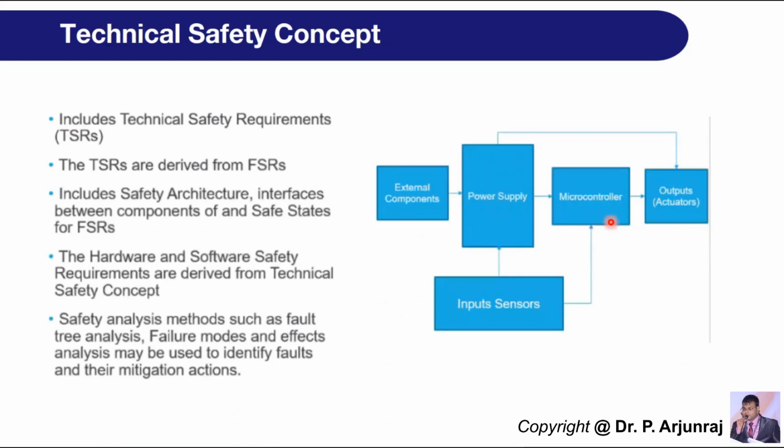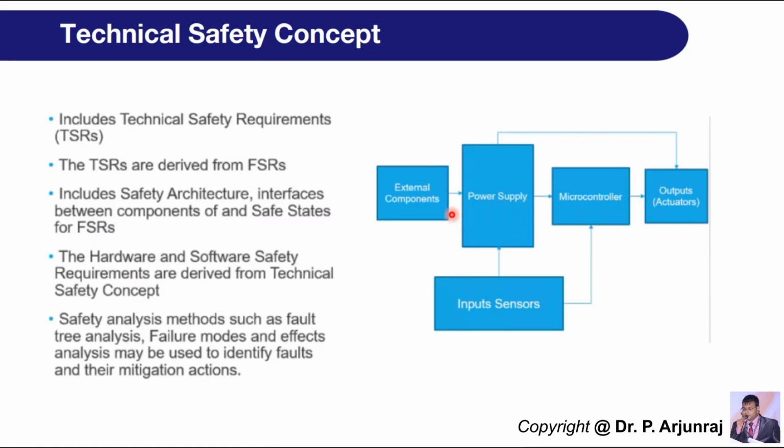And same, when I say functional safety concept, you also have the technical safety concept, where you are considering the technical safety requirements, which includes the architecture of the system, considering the safety interface between the components during the safe state for the functional safety requirement. The hardware software safety requirements are being considered, which are derived from the technical safety concept. And you have the safety analysis method, where you're going to use the fault tree analysis. It's called FTA. And you also have the failure modes and effects analysis called FMEA, which may be used to identify the faults and their mitigation actions as well.